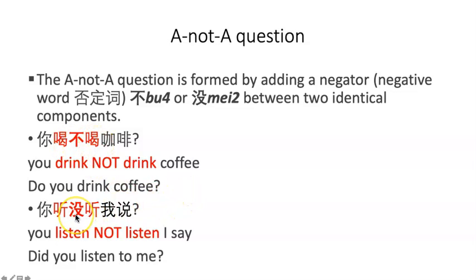We can also use 没 to represent the not. 你听没听我说? 听 is a, this 没 is not, and another 听 is also a. So a not a, 听没听. So not can either be realized as 不 or 没.